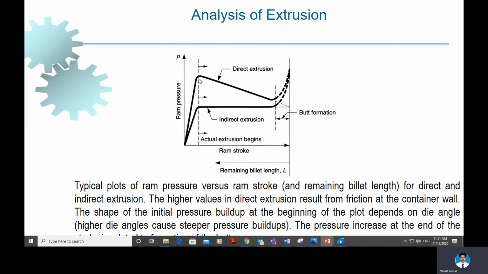And then as you could see here, as the extrusion begins and proceeds, the force required decreases in the case of direct extrusion, but in indirect extrusion it remains almost the same. And at the end of the extrusion process, for both cases, the ram pressure required increases steeply because of the formation of butt.